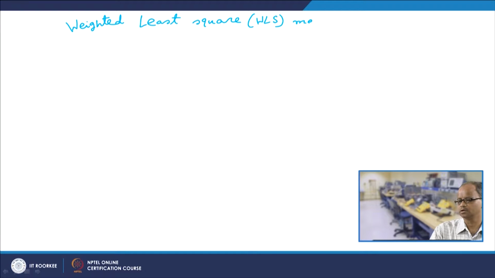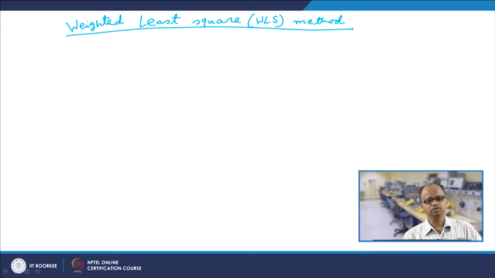So, what we did till last lecture is, we are essentially talking about the weighted least square method. Now, why it is the weighted least square method, we still did not explain. So, we should be explaining this in today's lecture.